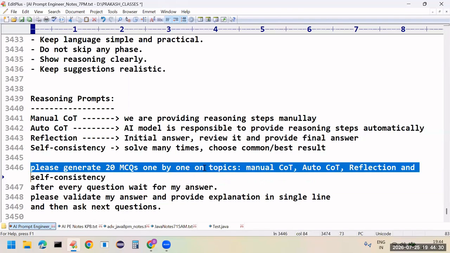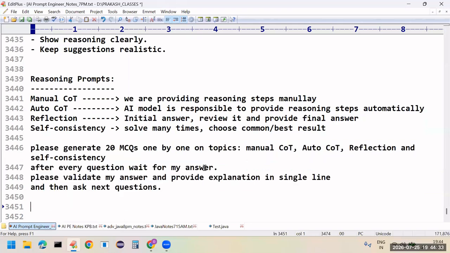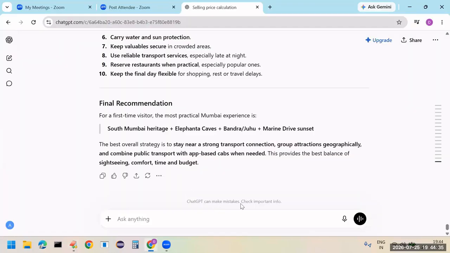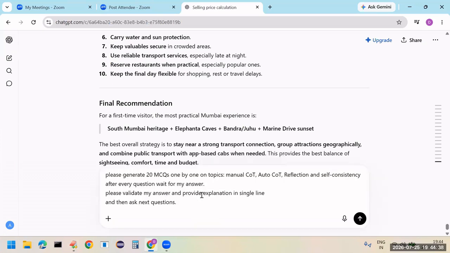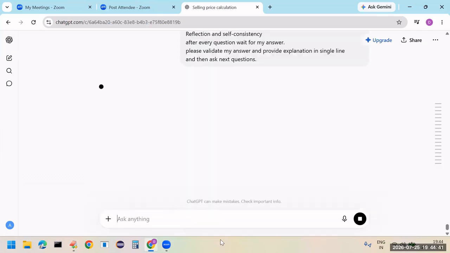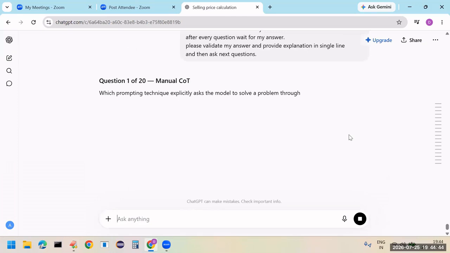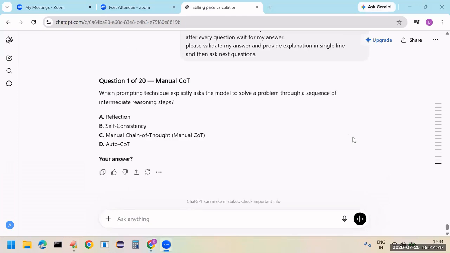Maybe you can give the correct answer or maybe some small mistakes will be there, but don't worry, let's attempt. Can I start? Yeah. Okay. Now have a look. Which prompting technique explicitly asks the AI model to solve a problem through a sequence of intermediate reasoning steps? Which one? Auto COT.